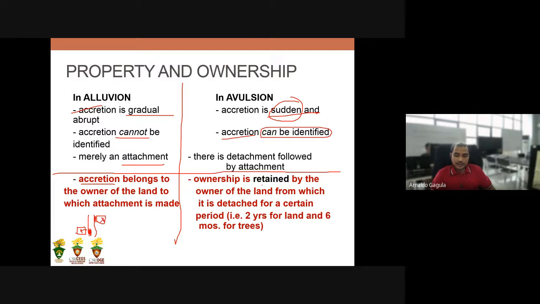And in avulsion, the ownership is retained by the owner of the land from which it is detached for a certain period. For example, sa isa ka lot, land, naanod jud siya. Tipak sa yuta naanod na padulong diri, dugangan ang iya. So ang ownership is retained gyapon sa kani, given nga mabawi niya in a period of 2 years kung land, pero pag trees, 6 months lang. Naanod na padulong diri, nabalhin siya, so pwede mo siya mabawi within 6 months.